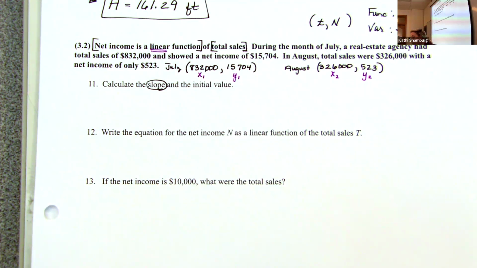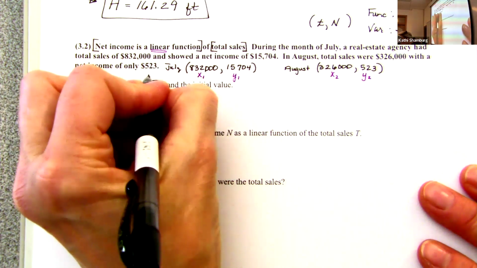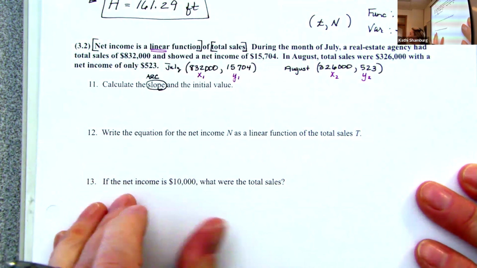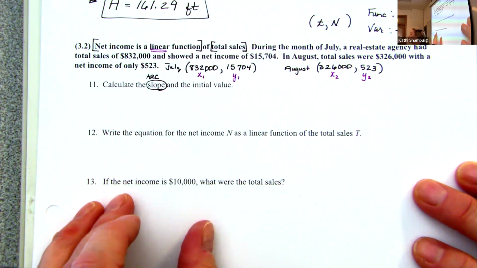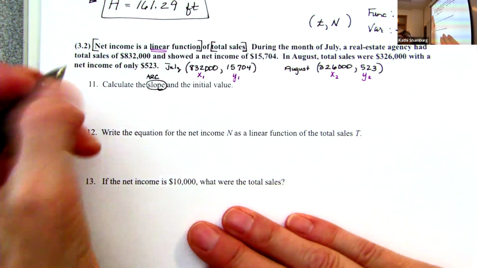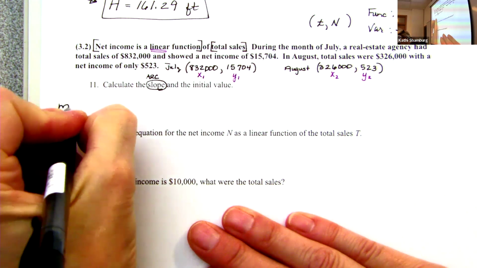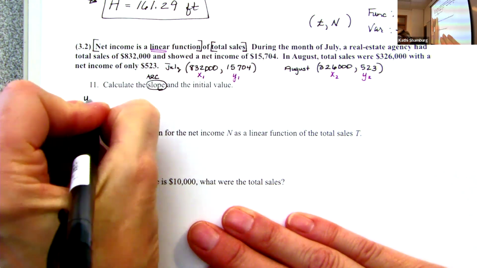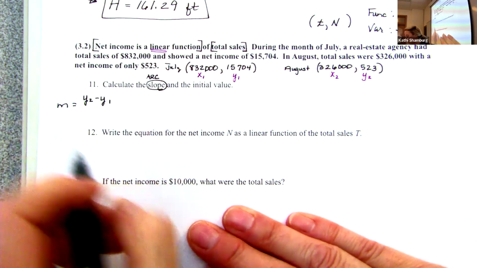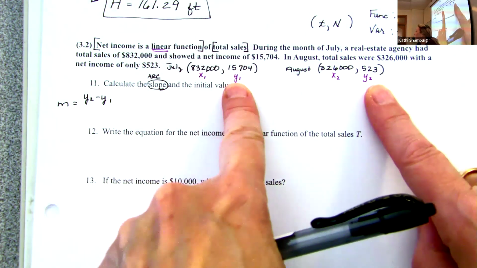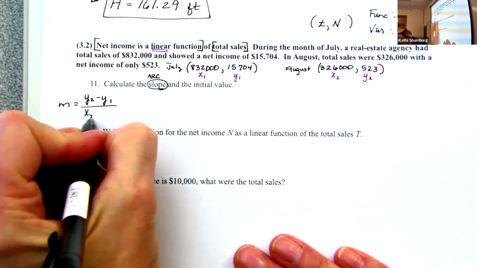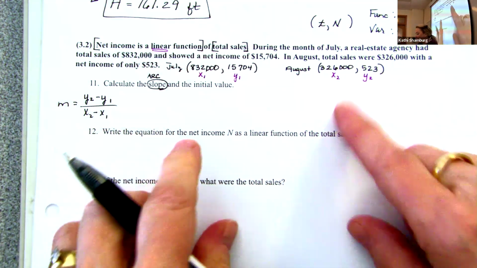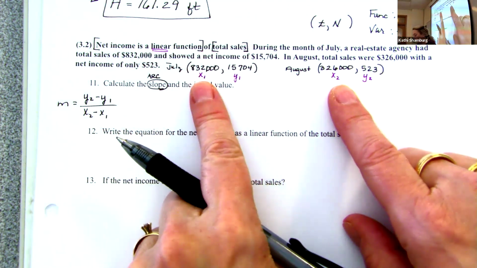So the slope formula, the slope is the same thing as the average rate of change. We're going to have to calculate it. Does anybody remember that formula? Y2 minus Y1 over X2 minus X1. So your slope is Y2 minus Y1, that's the change in the function, over X2 minus X1, which is your change in the variable.